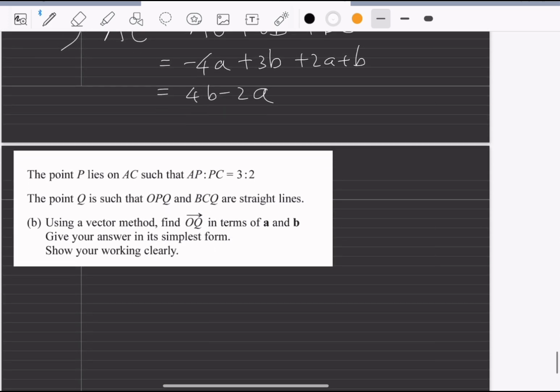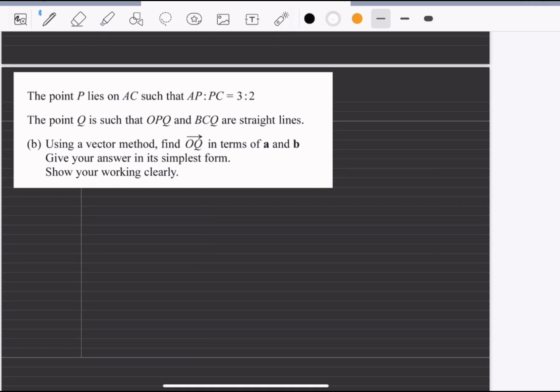Well, the second question, although there are no diagrams and the question is short, is the hardest part of this question. It is a typical vector algebra question, so you need to use all your knowledge and skills in algebra you have learned in secondary school to solve this problem. The point P lies on AC such that AP to PC is 3 to 2. And the point Q is such that OPQ and BCQ are straight lines. Use a vector method to find OQ in terms of a and b. Give your answer in the simplest form, of course.